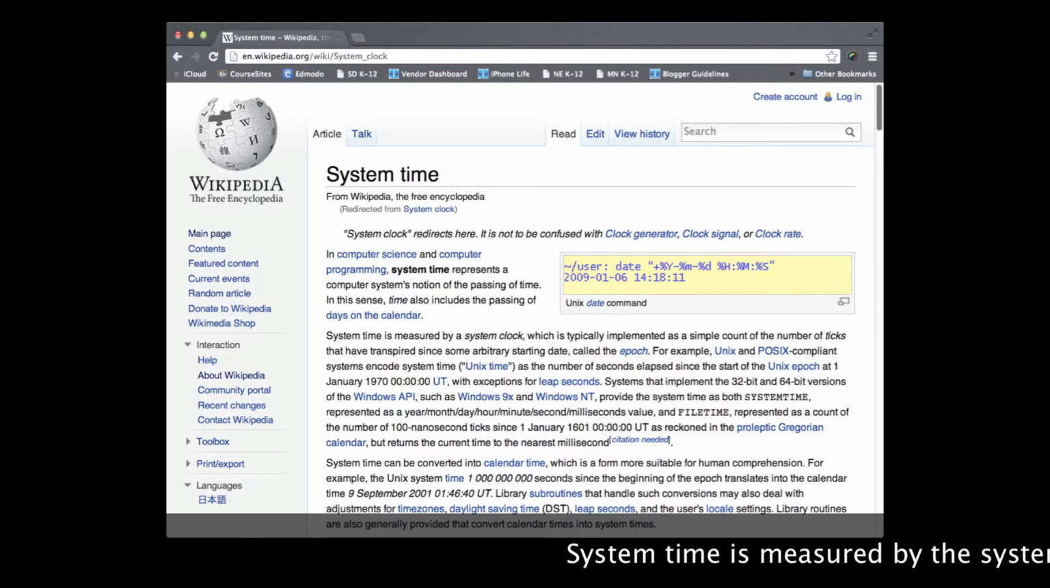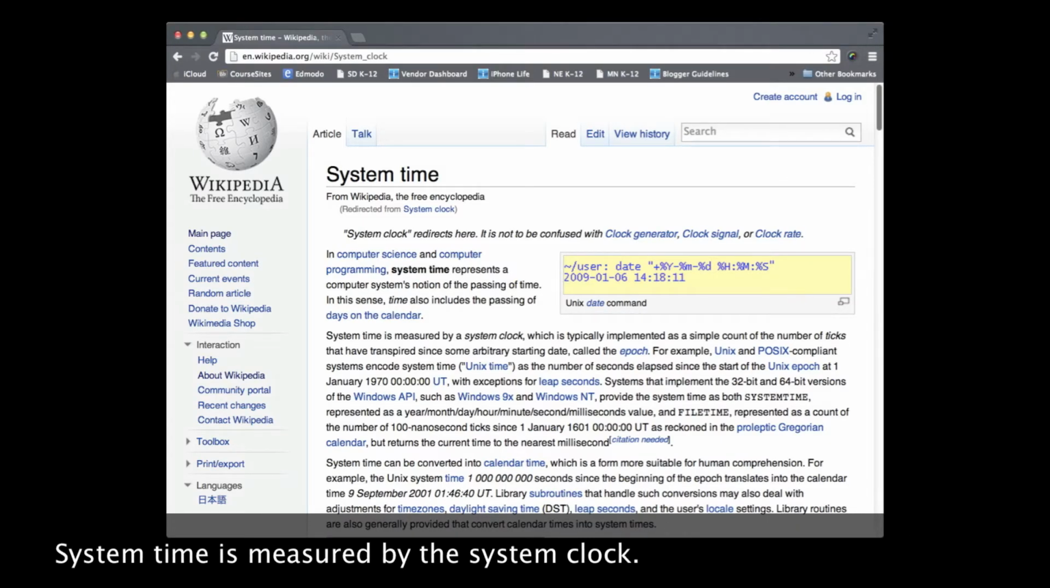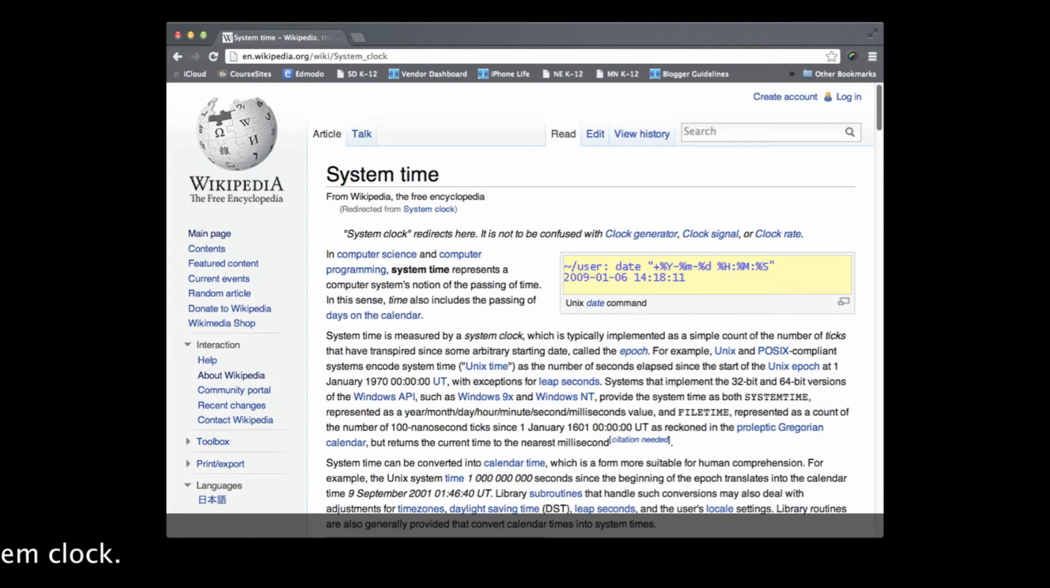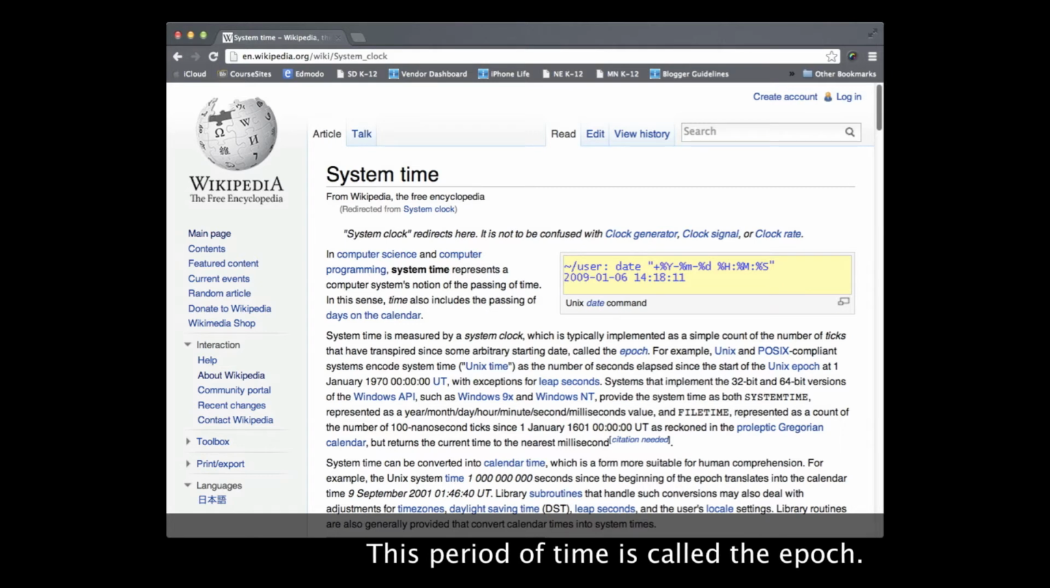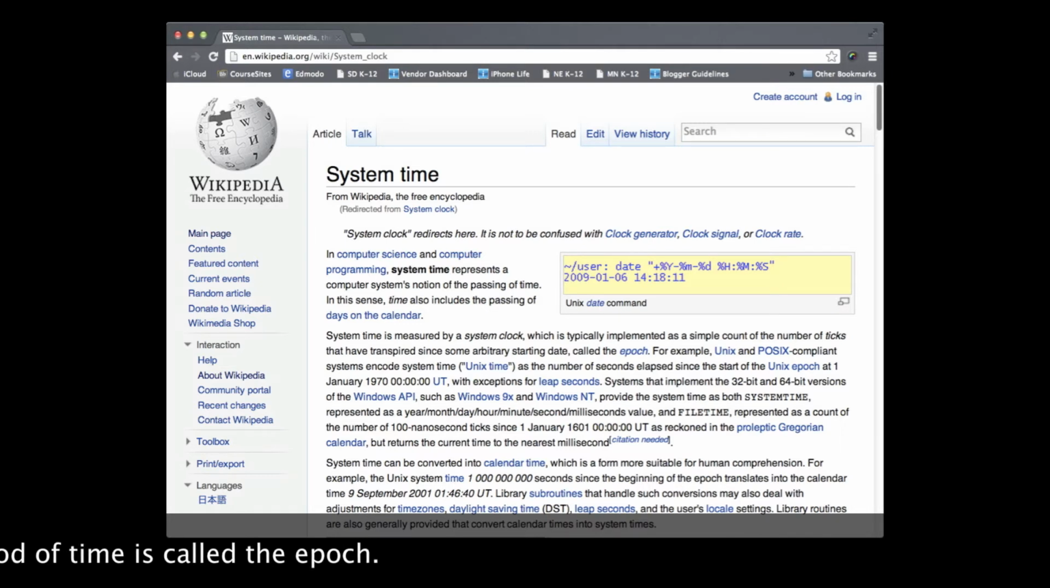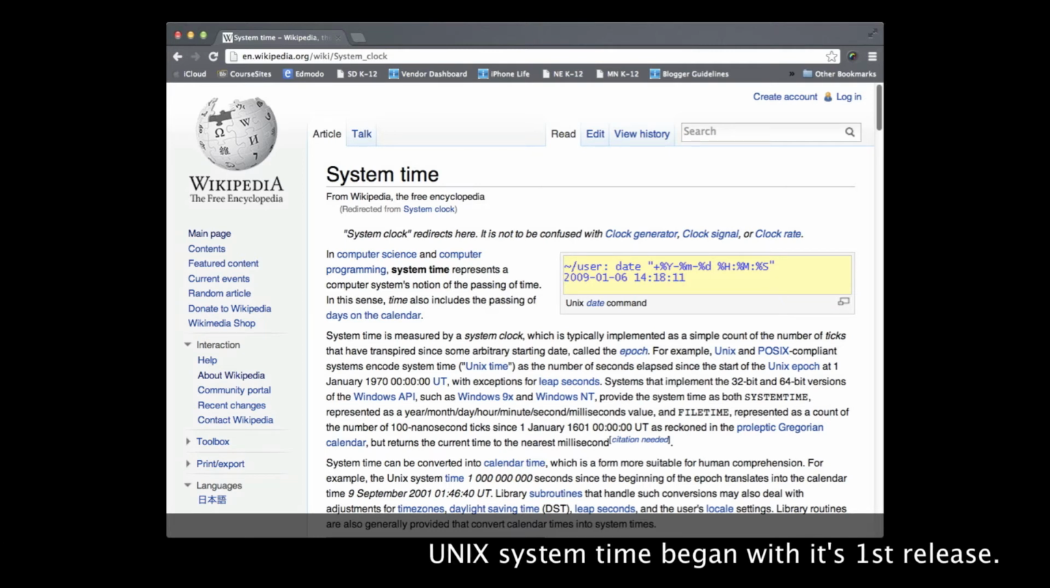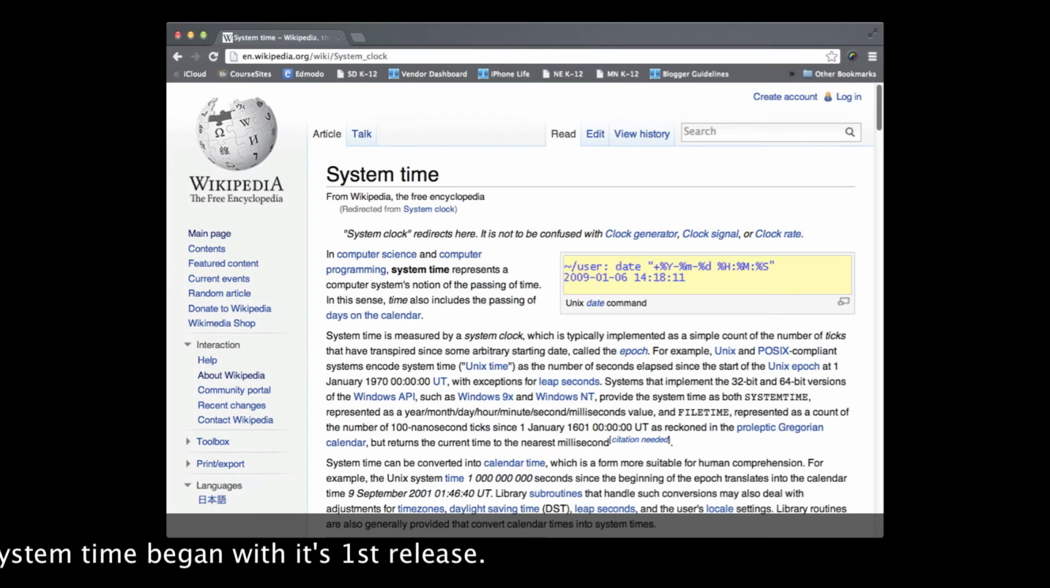Computers keep track of time using the system clock. It's the system clock's job to keep track of the ticks of time and store it as an integer. The count began at some point in history. This historical period of time is referred to as the epoch. On Unix systems, the epoch began when Unix was first released.